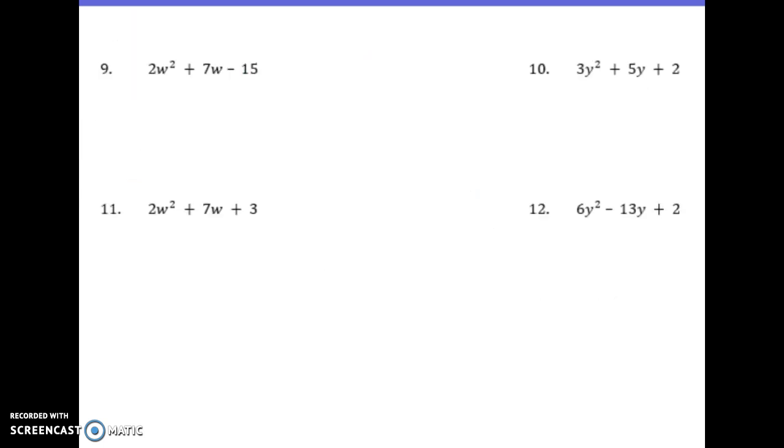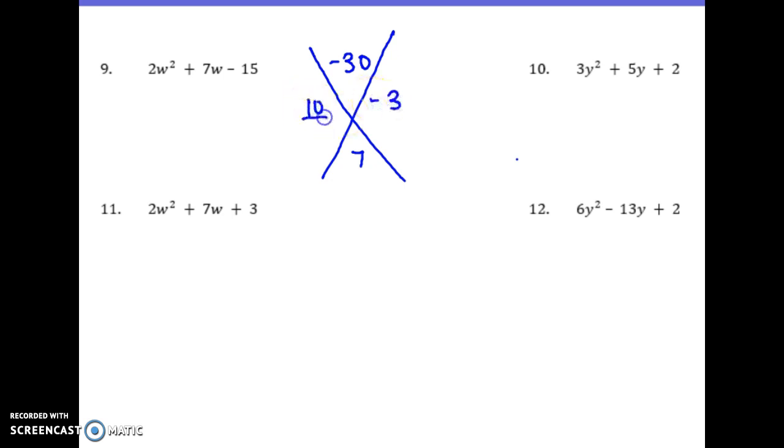Now number 9 is a little bit different because we have a leading coefficient of 2. So I want to be careful here because I'm going to show this to you. You're going to take 2 times negative 15 and you're going to get negative 30. So negative 30 goes up top. Down at the bottom you have a 7. You're going to think of the two numbers that you multiply to get negative 30 that add up to 7. You can use 10 and negative 3.